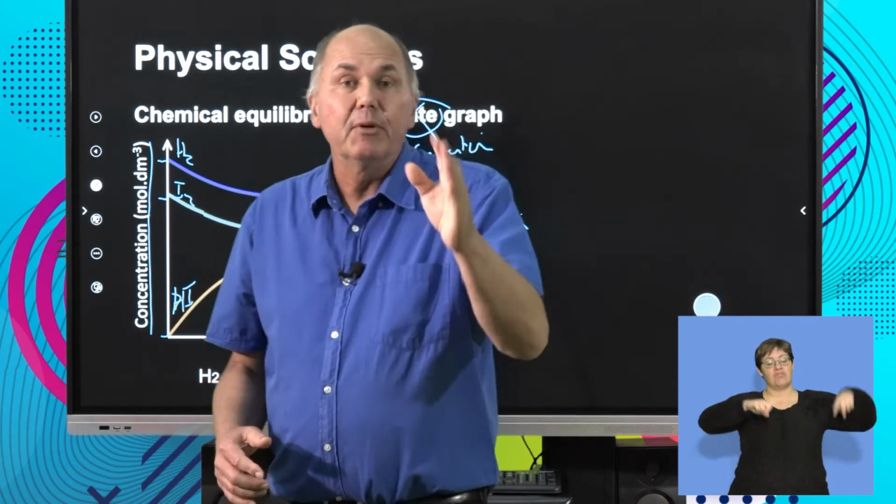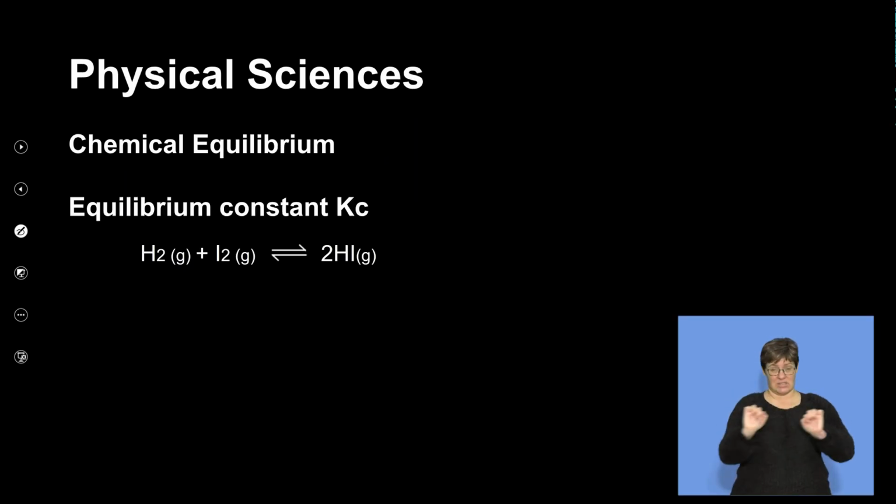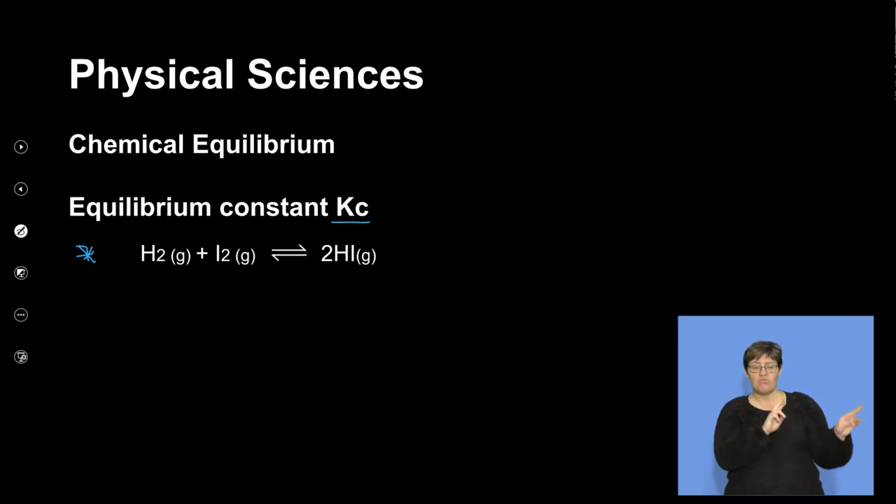It is related to the rate constant, but we're not going to go into those calculations. We'll leave that to the university students. What we are going to do is derive an expression for the equilibrium constant in terms of concentrations. This equilibrium constant is known as Kc. It is always related to a specific chemical reaction. It's not related to a generic chemical reaction.